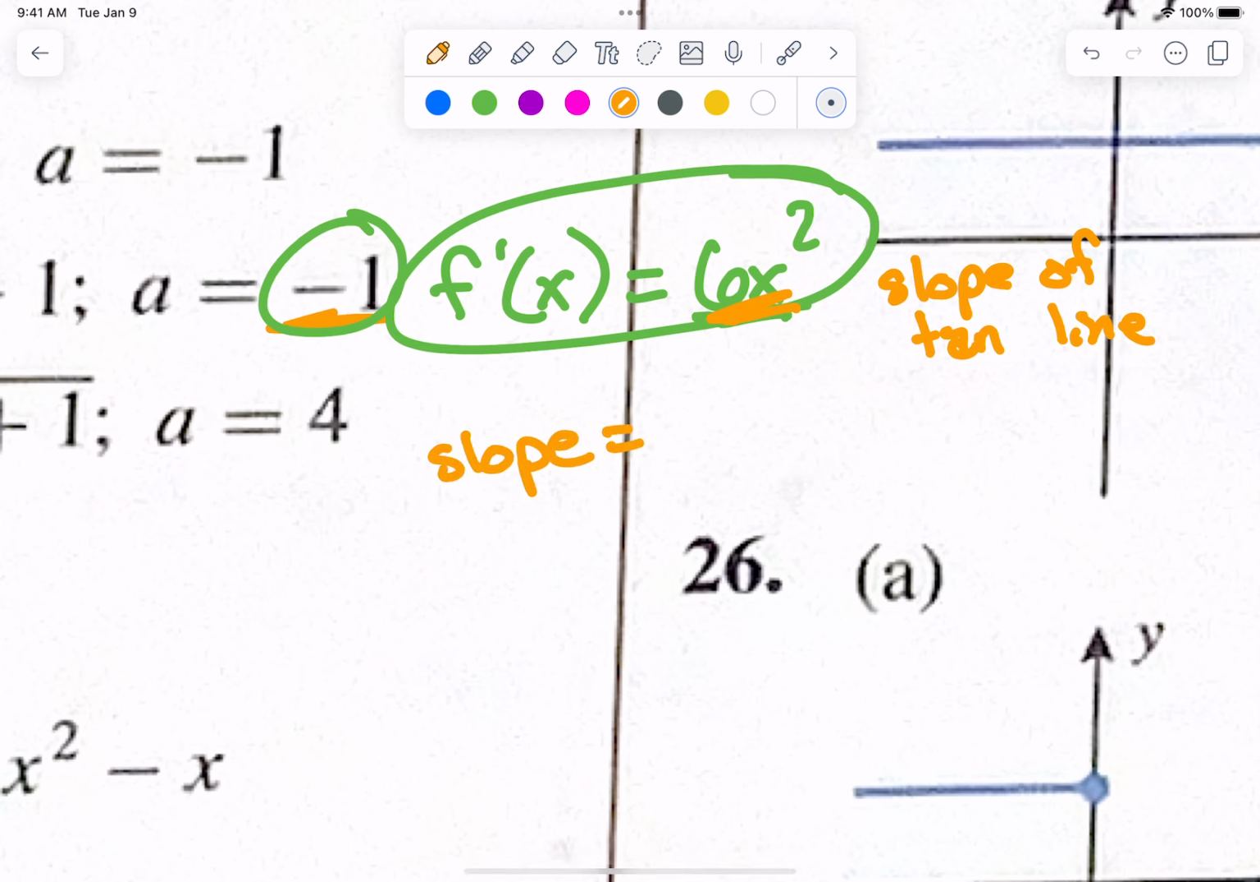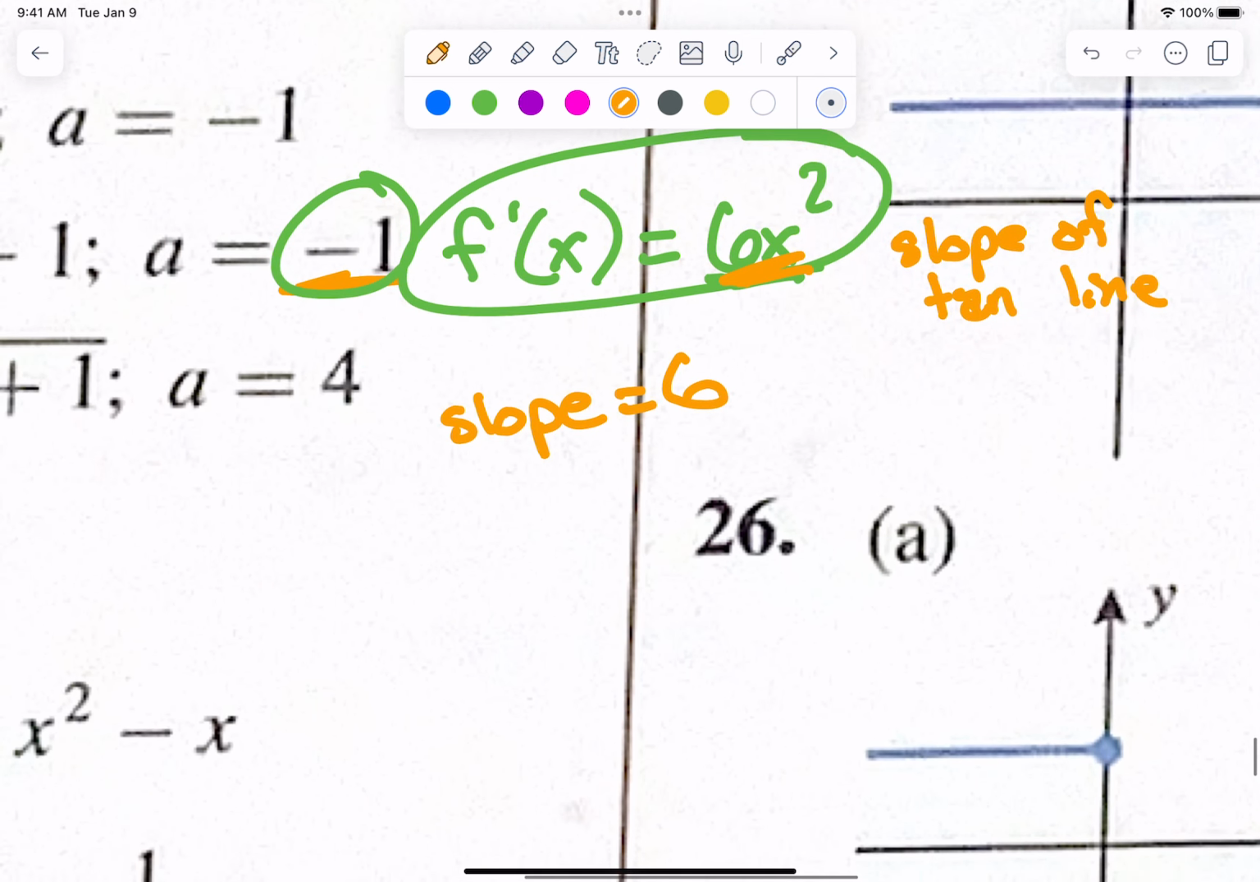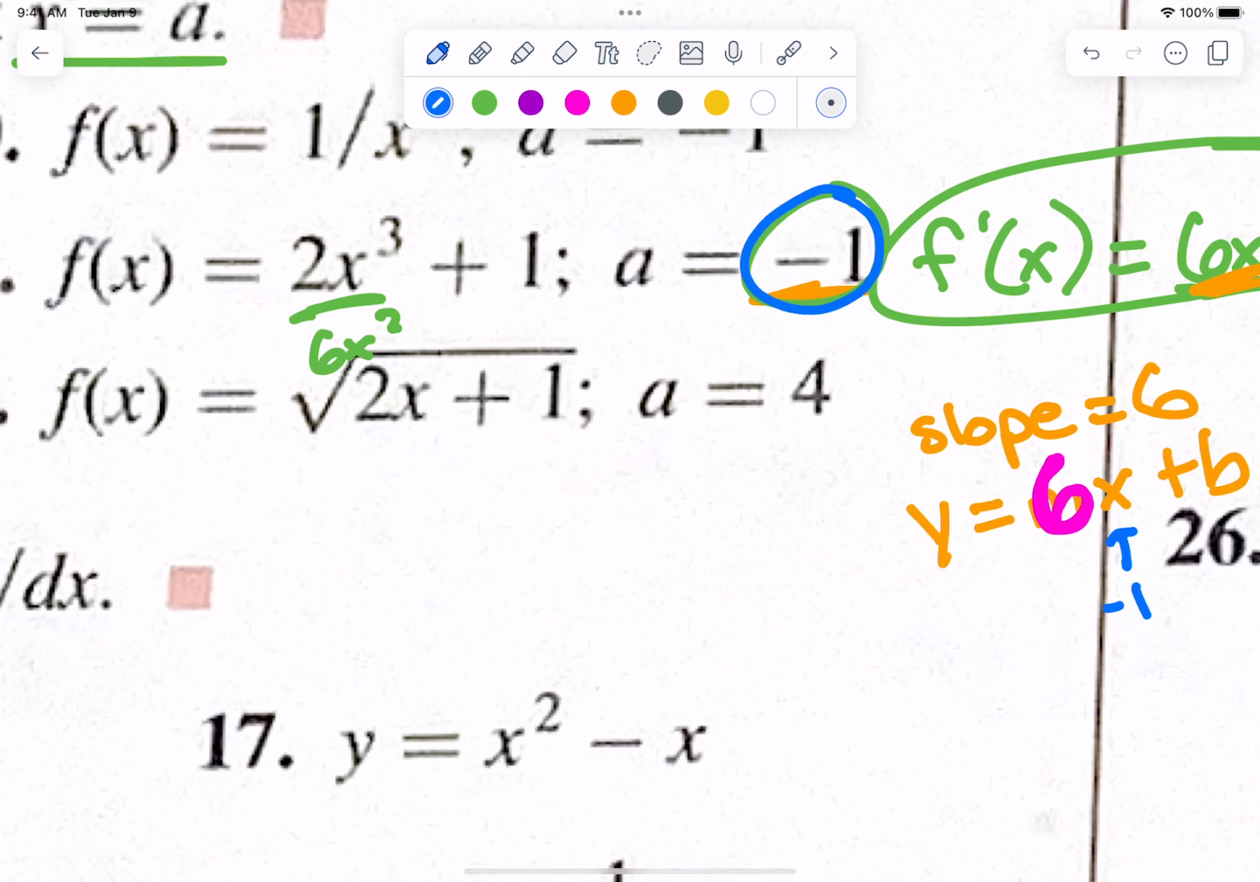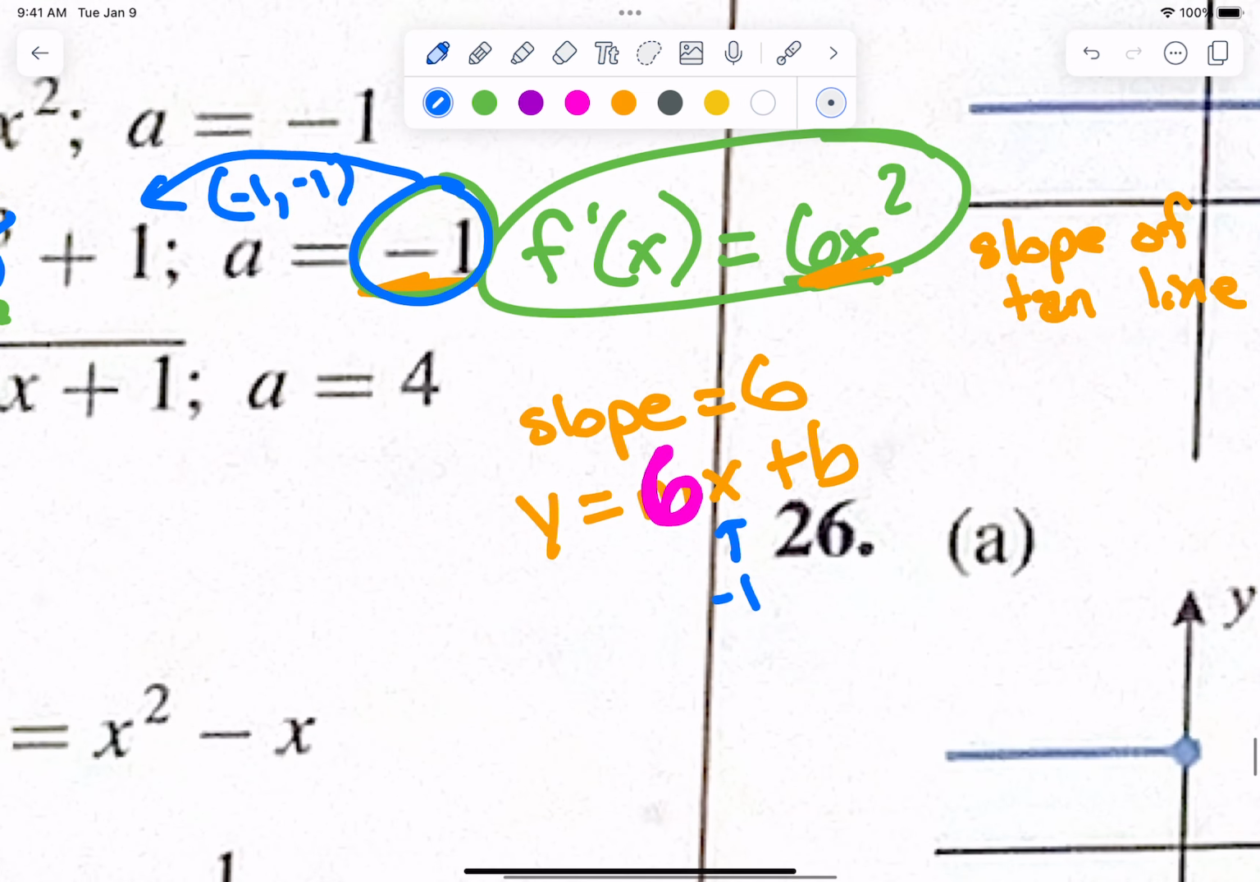The slope equals 6. Okay, now I don't want just the slope though, I want the whole equation. y equals mx plus b. So I know that m is 6. How do I find b? Plug in some numbers for x and y. The problem is I know what x is, negative 1, but what's my y value? We don't know. Can we plug negative 1 into the original and figure out what that one is? Sure. Negative 1 cubed is negative 1 times 2, negative 2, plus 1, negative 1. Okay, so we plugged him into the original, found the y, and so this is negative 1.